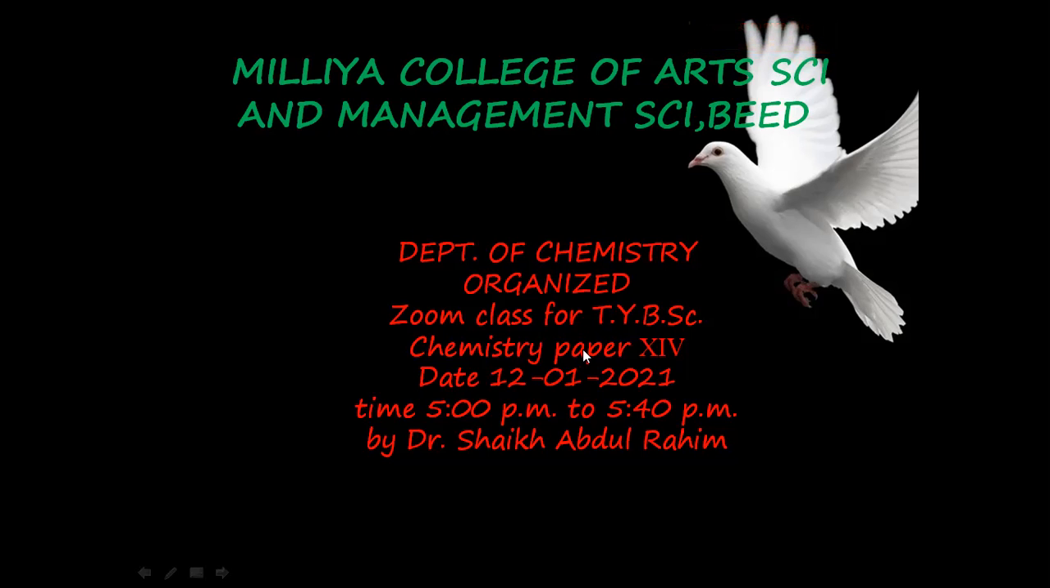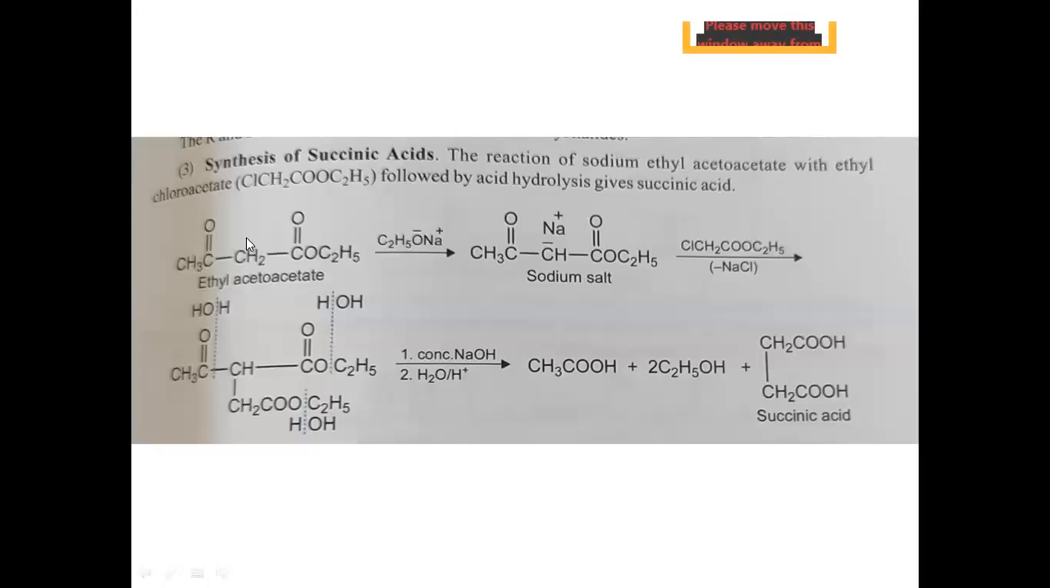In today's meeting, we are going to discuss the conversion of succinic acid, how we get succinic acid from ethyl acetoacetate. So, this is the formula of succinic acid: CH2COOH, CH2COOH. This is the starting material, ethyl acetoacetate.